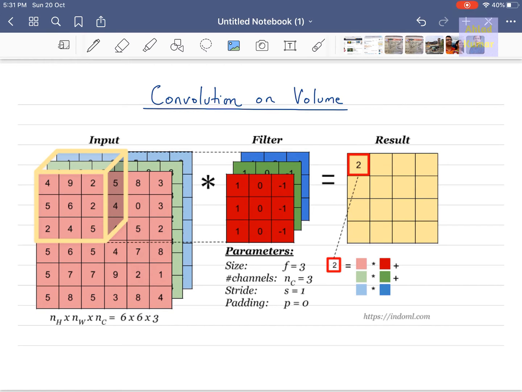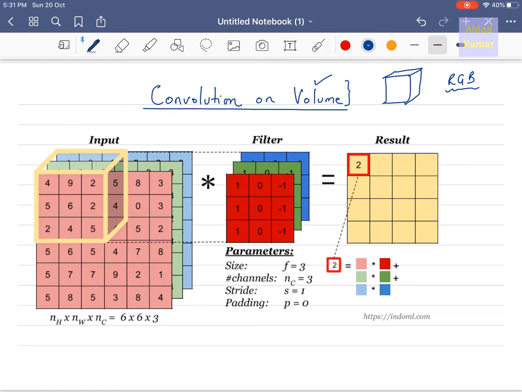Hello everyone. In this lecture we will be discussing how we can perform convolution on volumes. By volumes I mean to say that we will have images that look like this. And how can we make the images look like a volume? We can make it look like a volume when we consider RGB images.